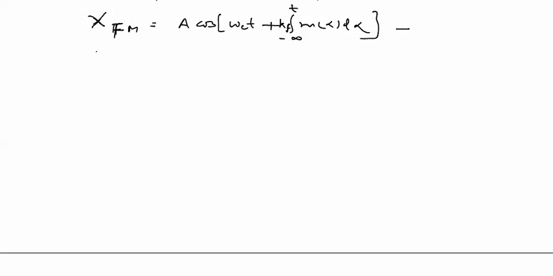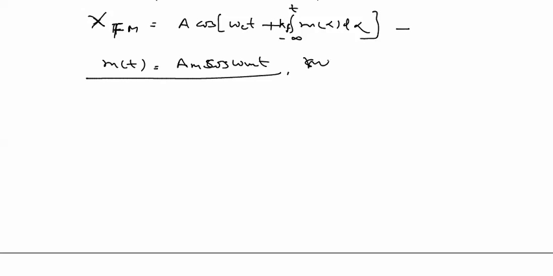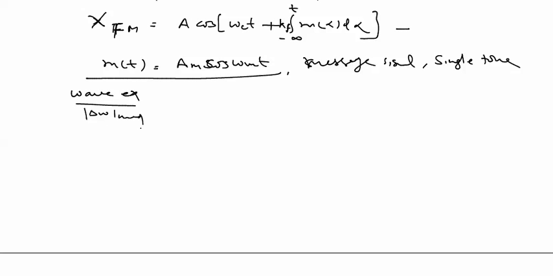Now we will consider mt, the message signal. If the message signal is single tone, cos omega mt, a single frequency, then we can get these three parameters: the waveform expression, the maximum frequency deviation and the maximum phase deviation, and lastly we can calculate beta also.